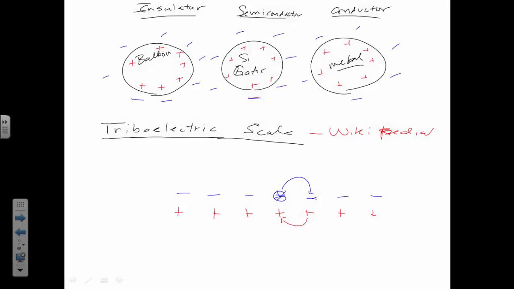Now with a balloon, we said it's not a good conductor, right? So rubber, we would all agree. We've got a rubber balloon. It's not a good conductor. Let's pull up the triboelectric scale and see what it was getting.